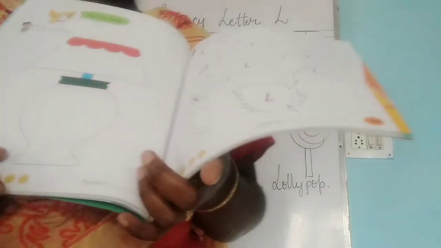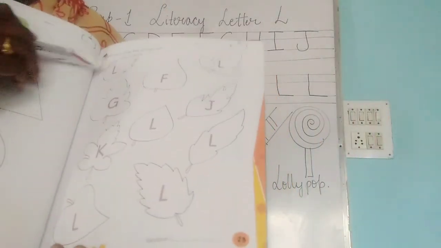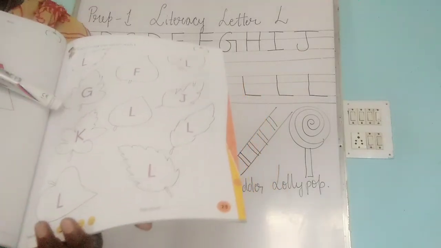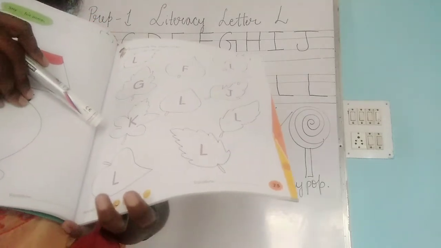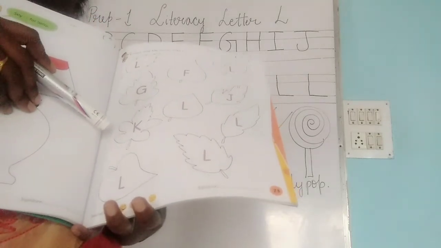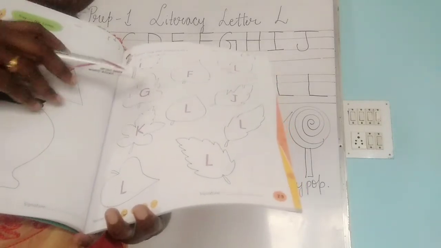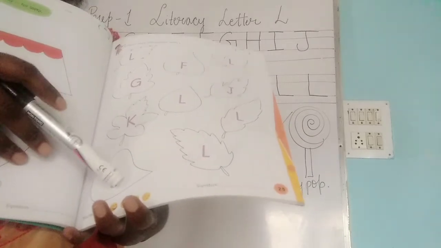Okay, L for lamp. And your activity page number is 23. Activity page number 23. There are so many leaves. Okay, which leaf has L? You need to color the leaf dark green as well as light green. Some leaves color in dark green, some leaves color in light green. Dear parents, please help your child in recognizing the letter L and coloring the leaves in dark green and some of the leaves in light green.